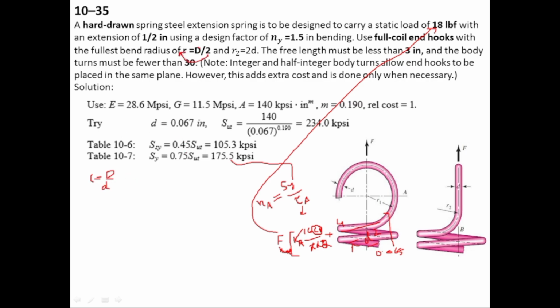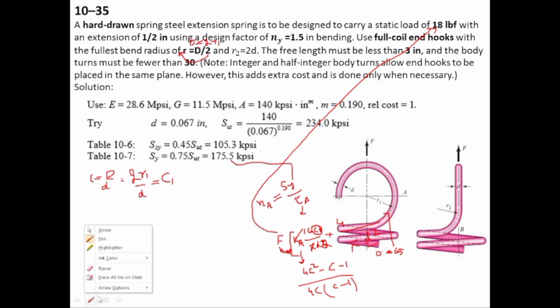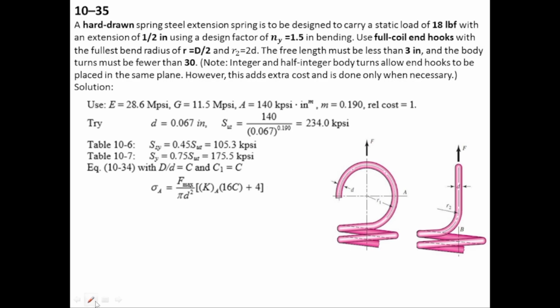So if you bring this 2 on this side, then 2R1 is equal to mean coil diameter D. So instead of capital D we can write 2R1 over here and divide by wire diameter, and 2R1 divided by wire diameter d is equal to C1. So C1 is equal to C. Now this Ka is equal to (4C1² minus C1 minus 1) divided by 4C1(C1 minus 1). Sigma A or stress at critical position A is equal to this.